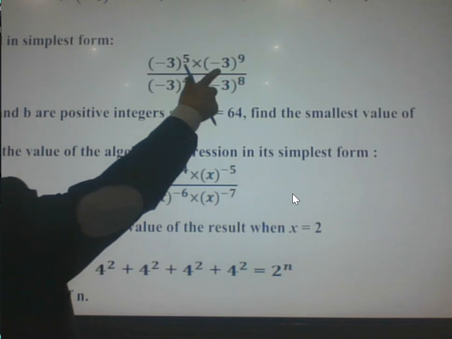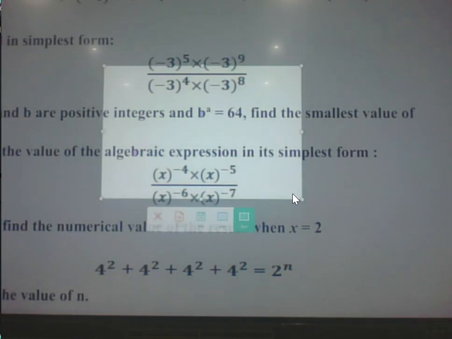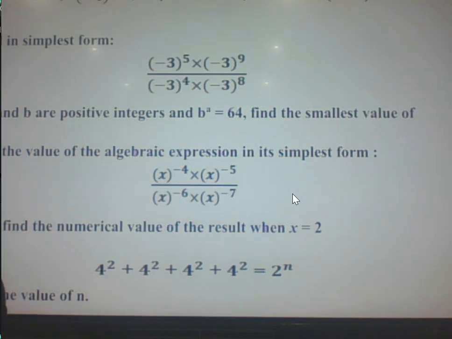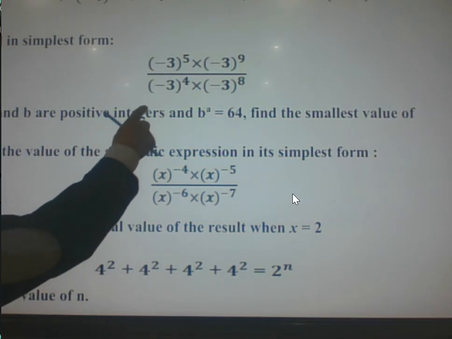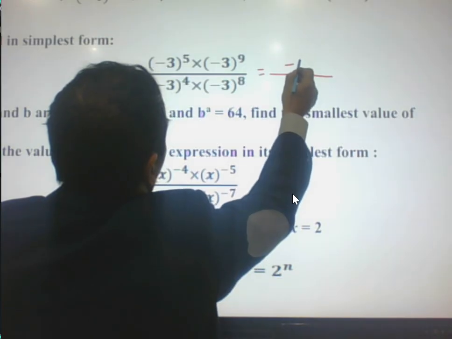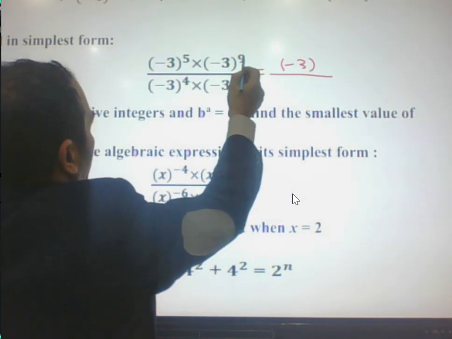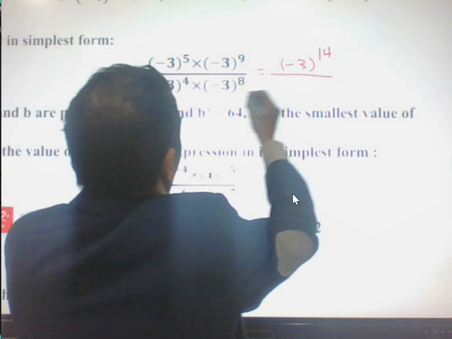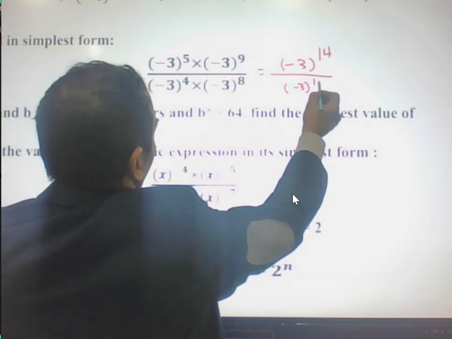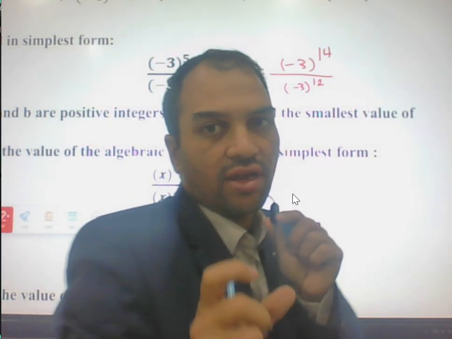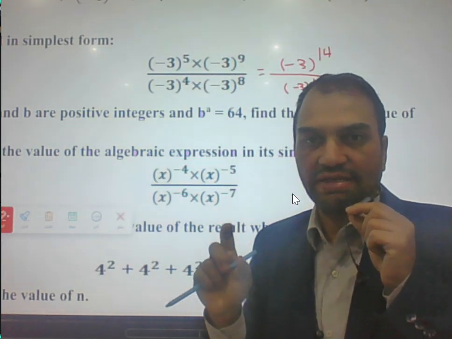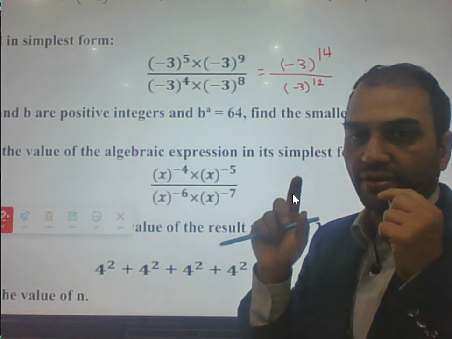We have the same base. Then you must add the powers. Okay. You must add the powers here. First, negative 3. First step, right? Negative 3, all power, 5 plus 9 is 14. And write negative 3 down. 8 plus 4 is 12. Okay. You must add the powers in the numerator and the denominator also because we have the same base. If you have the same base, you can add the powers in the product.